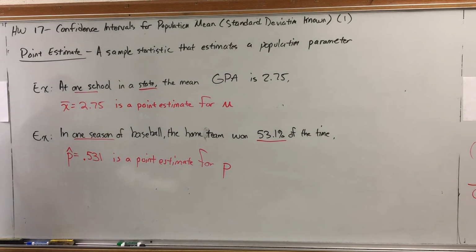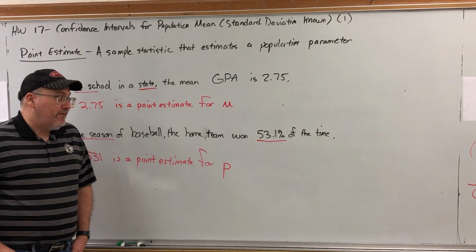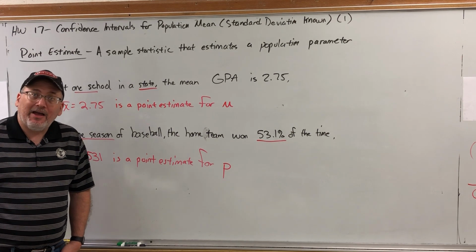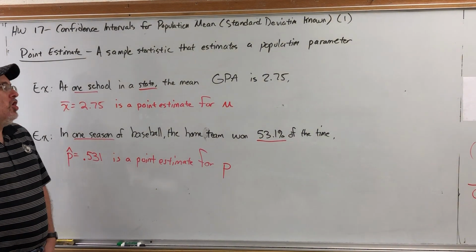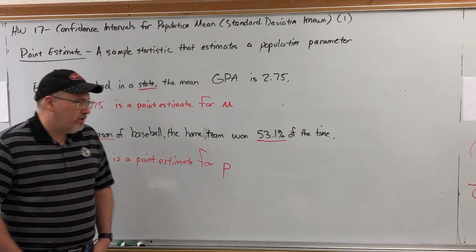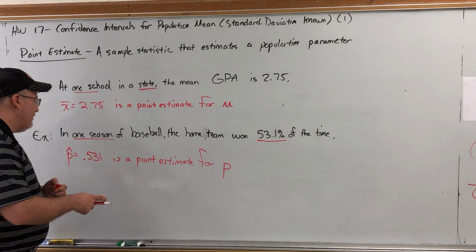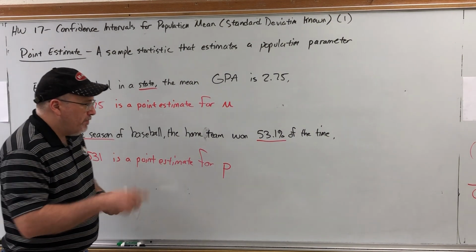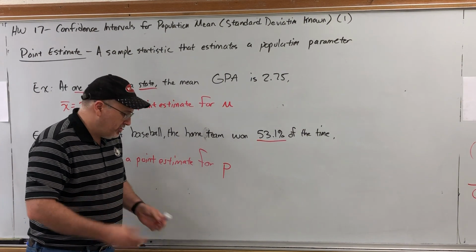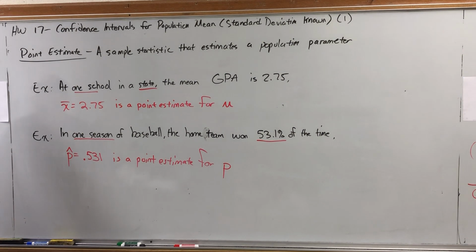So what we're saying is, because in this one season of baseball the home team won 53.1% of the time, we're claiming that for all seasons of baseball, the home team wins 53.1% of the time. Now, I doubt very seriously that the value from this one sample would match the value for the entire population, and in fact, they rarely do. But as we move into what are called interval estimates, which we'll talk about in the next video, we're going to start with a point estimate.